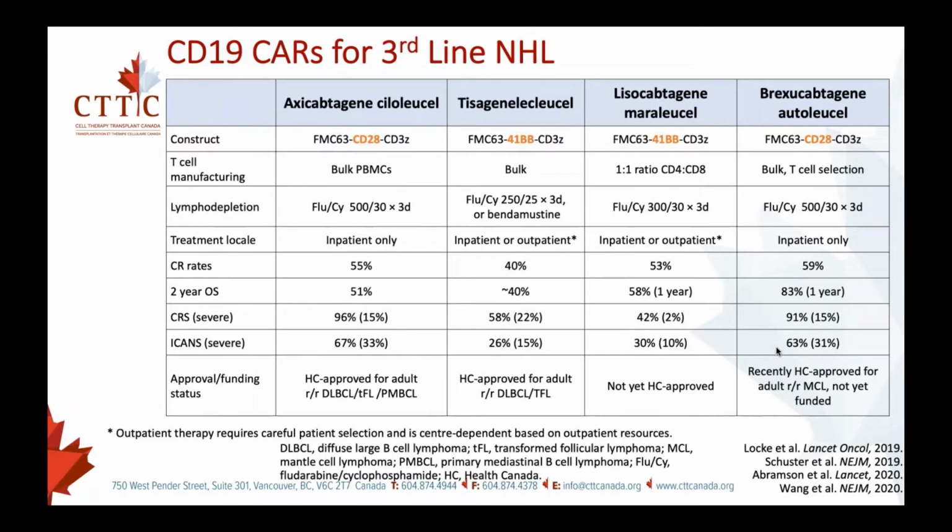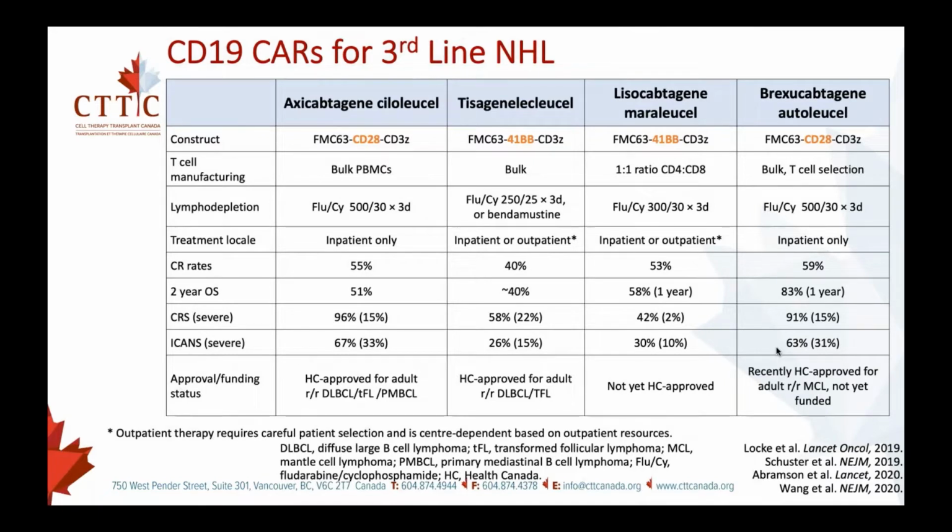And then the Brexu-cel, the last one, is actually for mantle cell lymphoma currently and may become an indication in adult ALL. There are some slight differences. All of these have the same scFv, the FMC63, that targets CD19. The Kite Gilead products, the Axi-cel and the Brexu-cel, have CD28 co-stimulatory domains. The Tisa-cel and Liso-cel have 4-1BB co-stimulatory domains. The Liso-cel product in its manufacturing has a final manufactured ratio of 1:1 for CD4 to CD8 T cells in its final CAR T cell product.